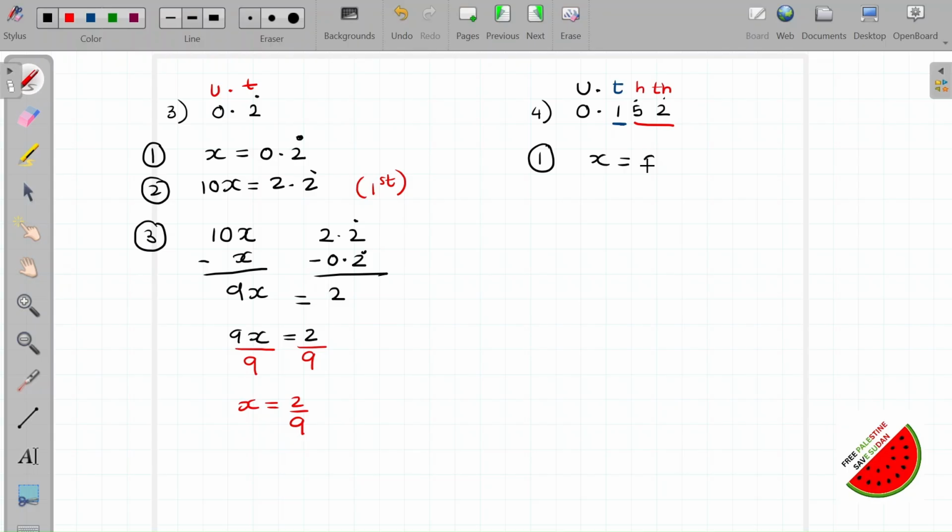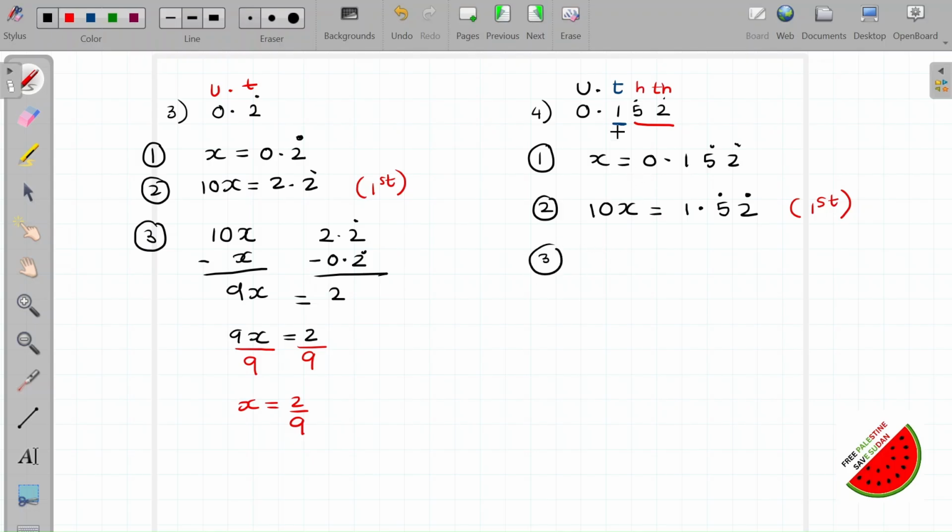So I start off with x is equal to 0.152 recurring. The non-recurring digit is in the tenths place, so that's going to be my first multiplication, multiply by 10. Sometimes you have two non-recurring digits, but I don't think I'm going over that example in this case. I might do it in the next one. Okay. And then because there is a non-recurrent digit, I have to do two multiplications. So this is my first multiplication.